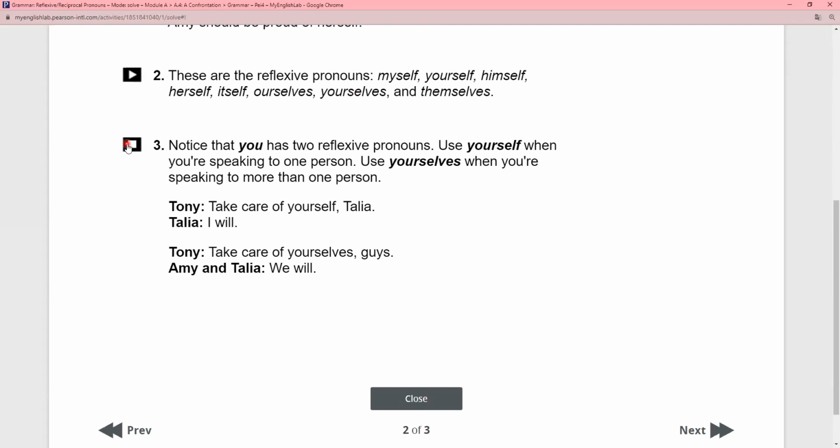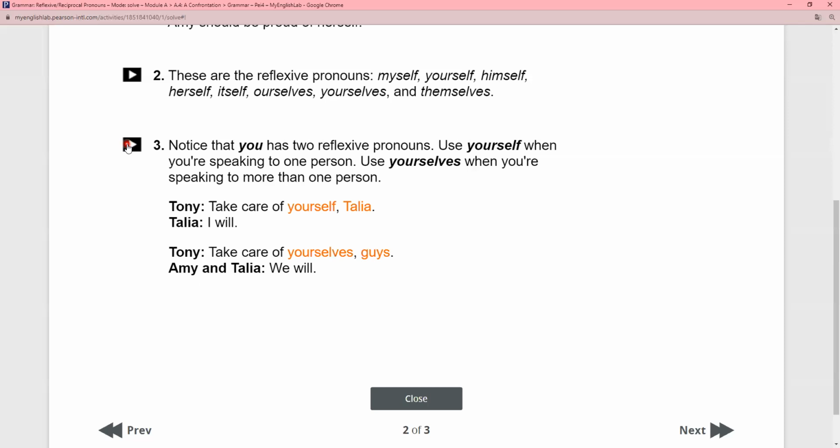Notice that you has 2 reflexive pronouns. Use yourself when you're speaking to one person. Use yourselves when you're speaking to more than one person. Take care of yourself, Talia. I will. Take care of yourselves, guys. We will.